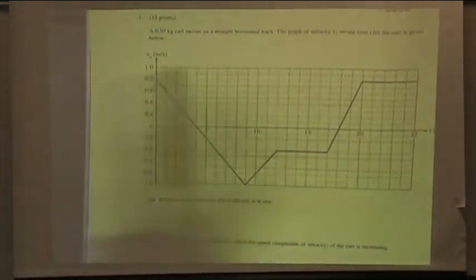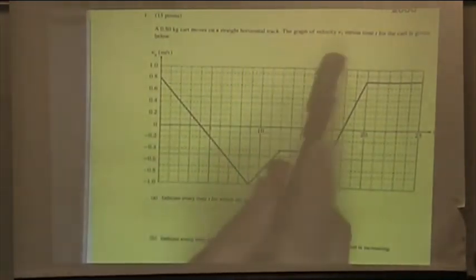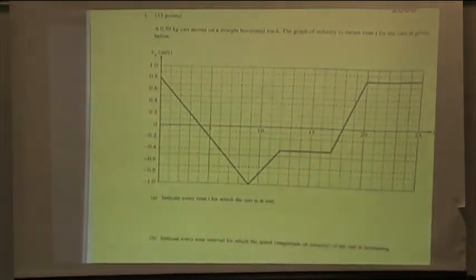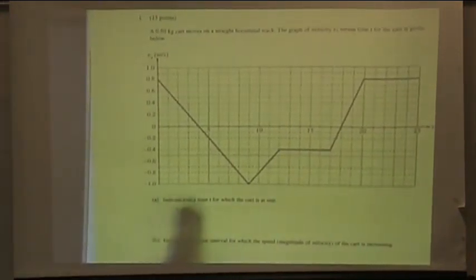A 50-kilogram cart moves on a straight horizontal track. The graph of the velocity versus time is given below. So we've got a velocity versus time graph here. Indicate every time for which the cart is at rest.